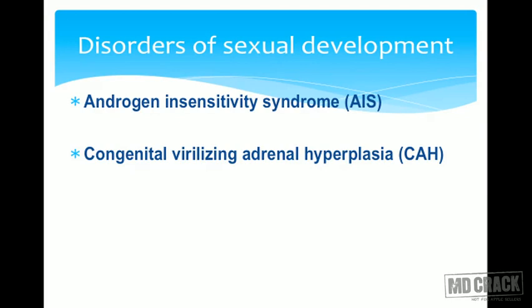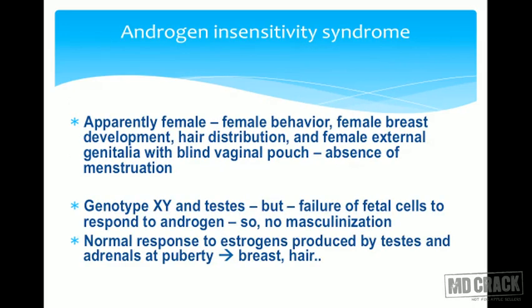There are two important disorders to be discussed. One is called androgen insensitivity syndrome, and the second one is called congenital virilizing adrenal hyperplasia, that's CAH. Now we go on to discuss in detail the androgen insensitivity syndrome. Look at this. Suppose this patient comes to you. This patient appears to be a female.